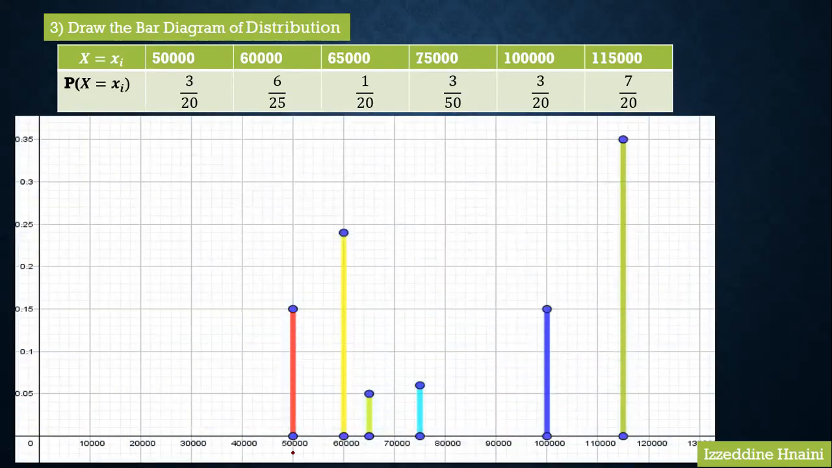Simply, we write the values of X on the x-axis, and on the y-axis, we write the probability. For example, for 50,000, the probability is 3/20, which is 0.15, and so on. This is called the bar diagram of the distribution.